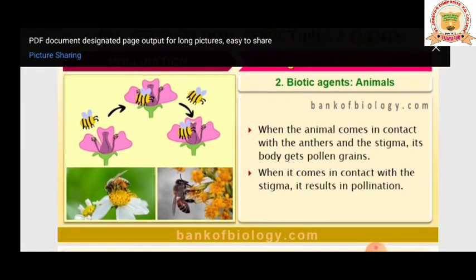When the animal comes in contact with the anther and the stigma, its body gets pollen grains. When it comes in contact with the stigma, it results in pollination.